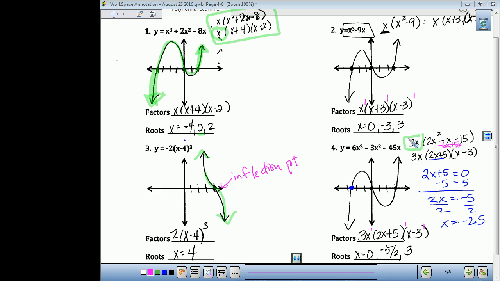to take out the GCF. First, we had to take out that 3x. And then this 2x squared minus x minus 15 factored more. It factored further. It factored to 2x plus 5 times x minus 3.